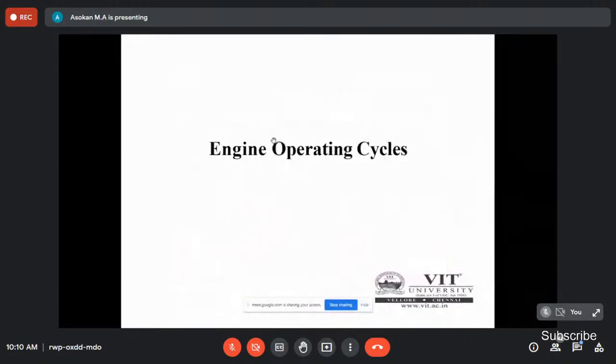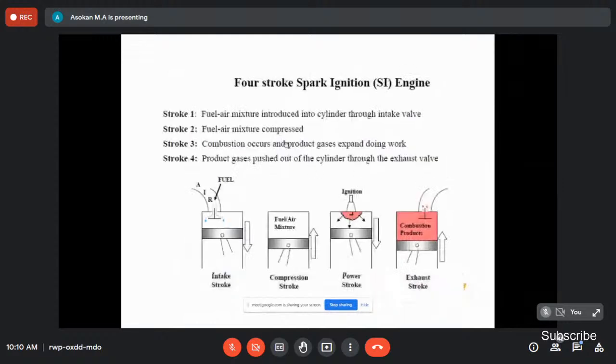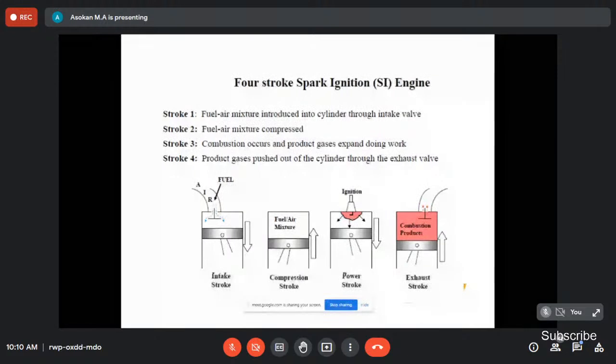Then in the operating cycle, we have the 2-stroke engine and the 4-stroke engine. The 4-stroke spark ignition engine, you already know very well. Actually there are 4 events: suction, compression, power, and exhaust. The 4 events are completed in 2 revolutions of the crankshaft. When the piston moves from top dead center to bottom dead center, at that time the inlet valve opens. So the air fuel mixture, remember, enters the system during the suction stroke.